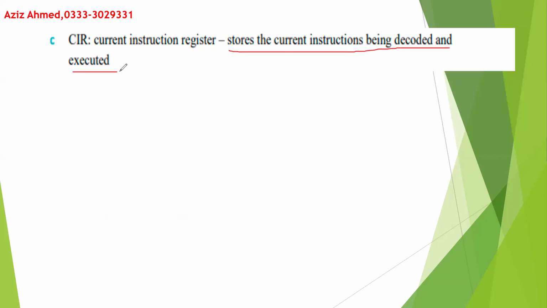CIR holds those instructions which are being processed, on which the processor is working. Got the idea? Store the current instruction being decoded and executed.